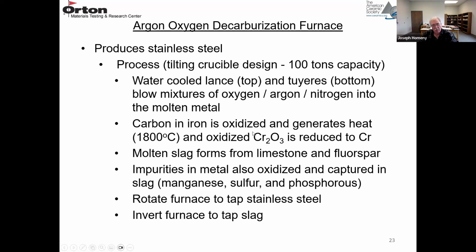And then when you're blowing in argon and nitrogen, you're taking any chrome oxide and reducing it back to chrome. So when you blow oxygen into the furnace, you're oxidizing the chrome. You don't want that to happen. So then you blow argon and nitrogen to put that chrome oxide back into metallic form, into the metal. The slag forms from the limestone and the fluorospar. And again, impurities in the metal are oxidized and captured in the slag, manganese, sulfur, and phosphorus in particular. And then this furnace is rotated to tap the steel and inverted to tap the slag.